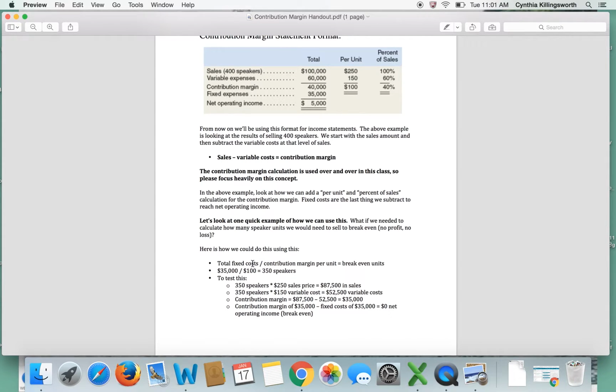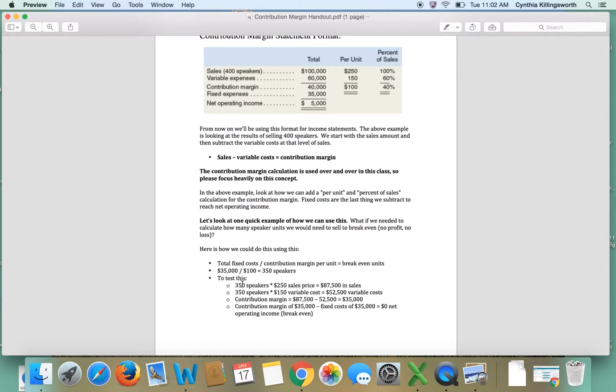We look at our total fixed costs divided by our contribution margin per unit, and that will give us our break-even units. So using the information up here, our total fixed costs are $35,000, and our contribution margin per unit is the $100. If we divide the $35,000 by 100, we figure out we need to sell 350 speakers.